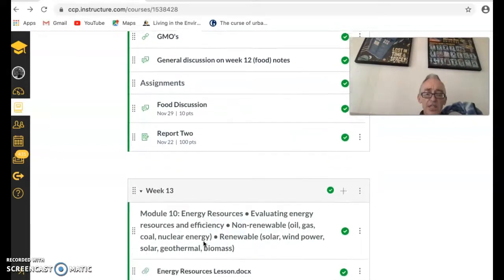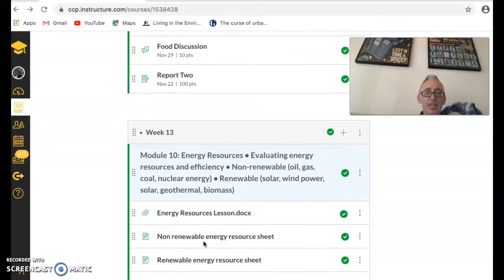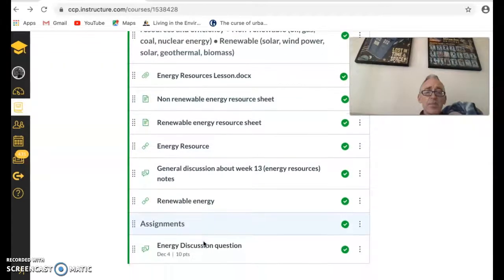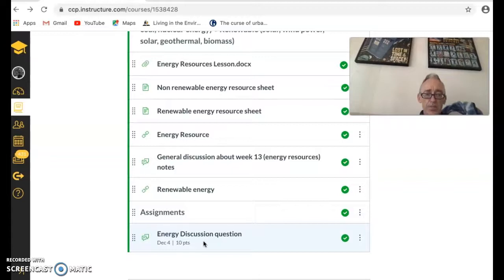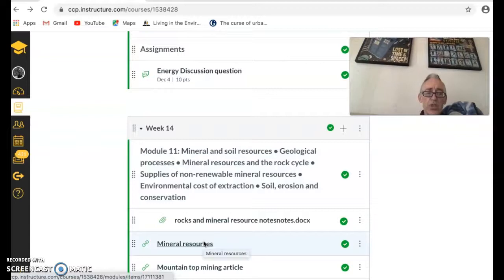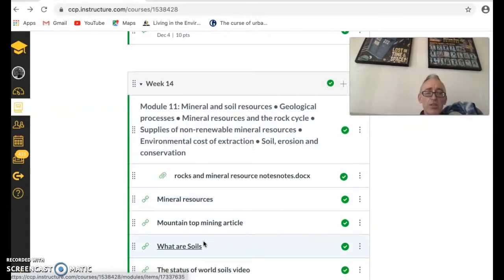By week 13, what we'll be looking at is energy. Again, there's notes relating to the energy, and again, another discussion question. Week 14, we'll look at minerals and soils. There's some notes relating to rocks and minerals.